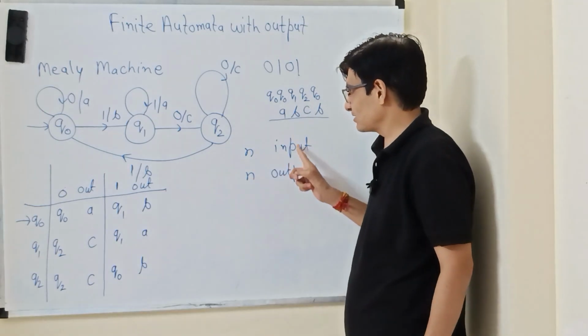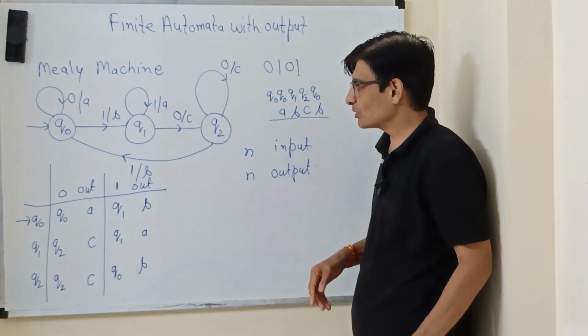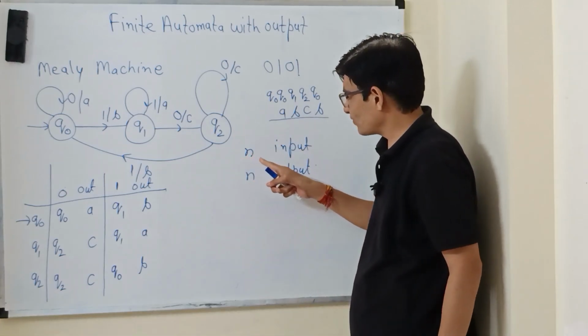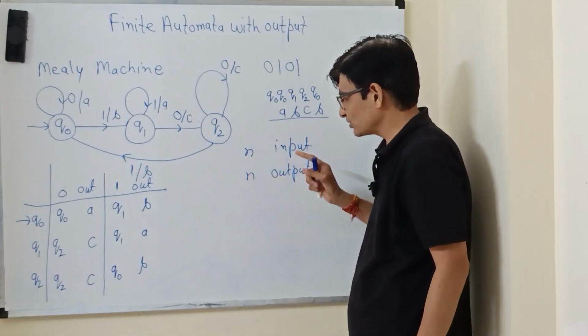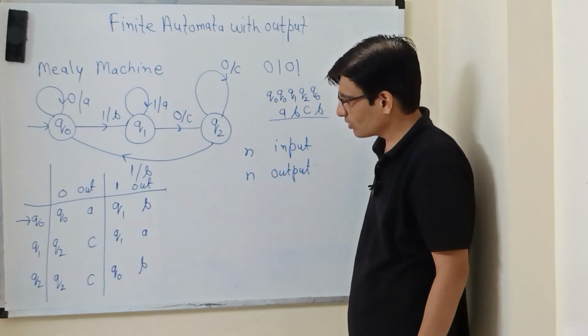This is how the Mealy machine generates output, and you can see here the number of input symbols and the number of output symbols. I hope, friends, it is very clear to all of you.